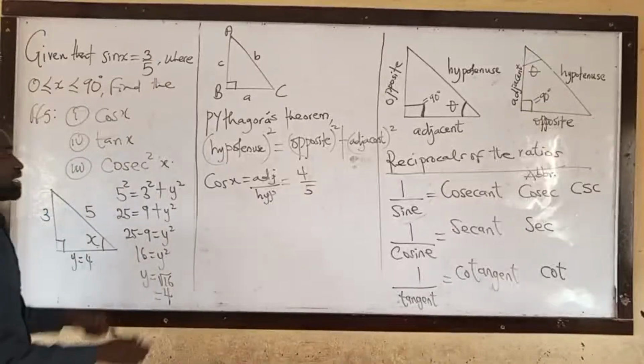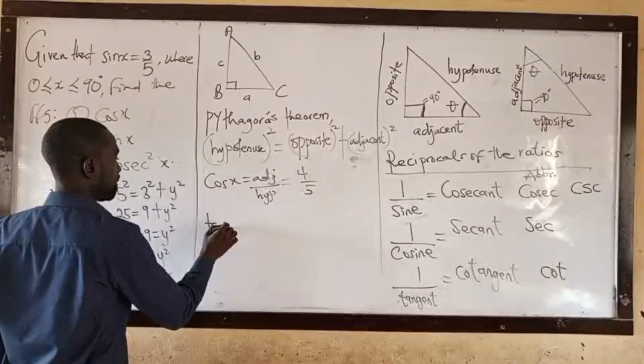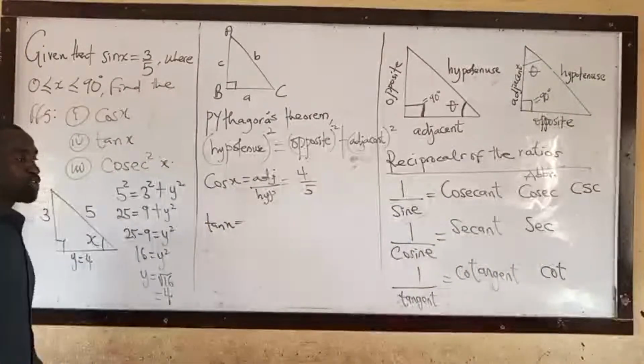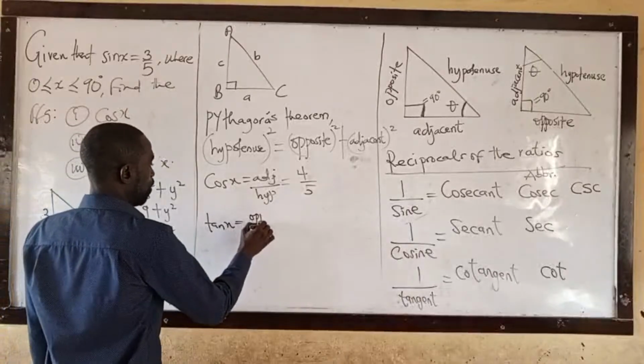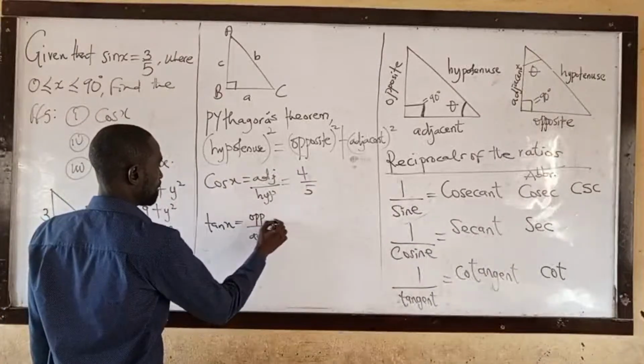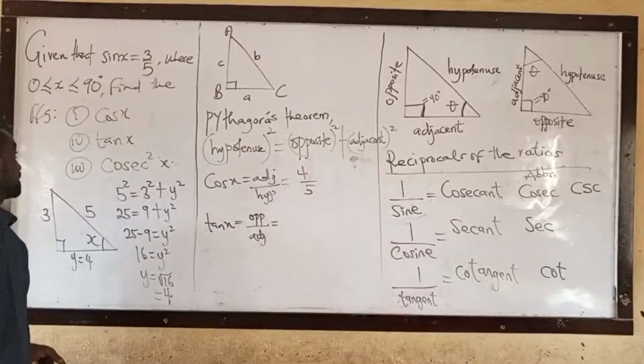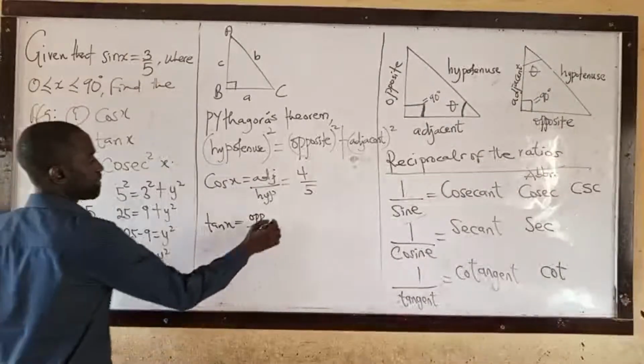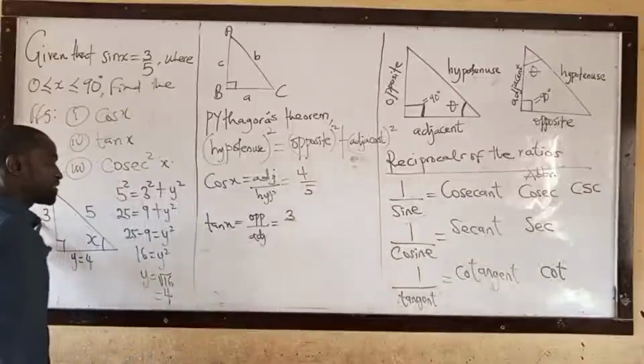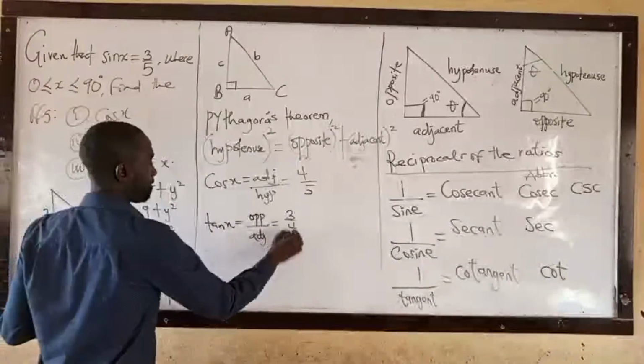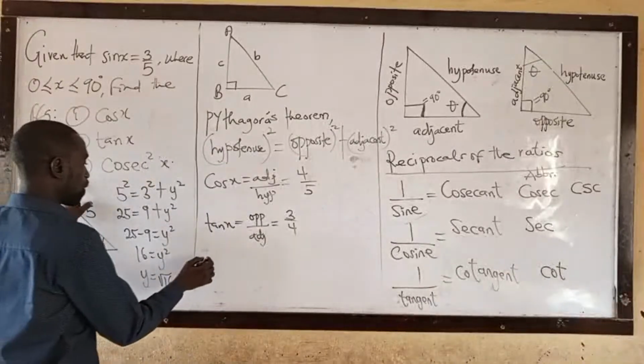Then what's the next one? Tan x. Tan is opposite over adjacent. Where is the opposite? 3. What about the adjacent? 4. So tan x is 3 over 4.